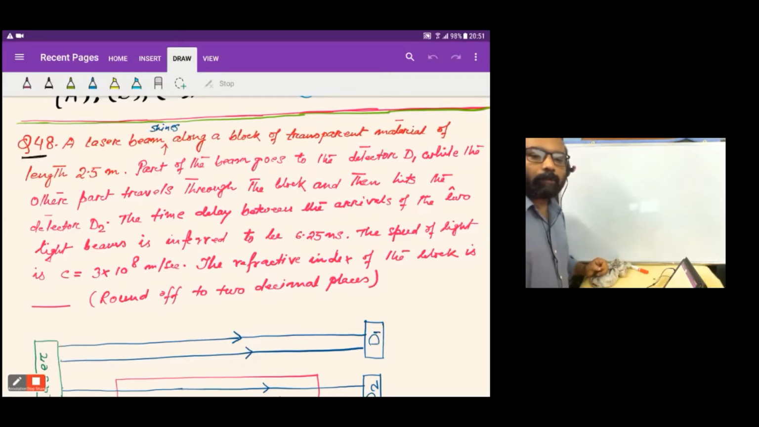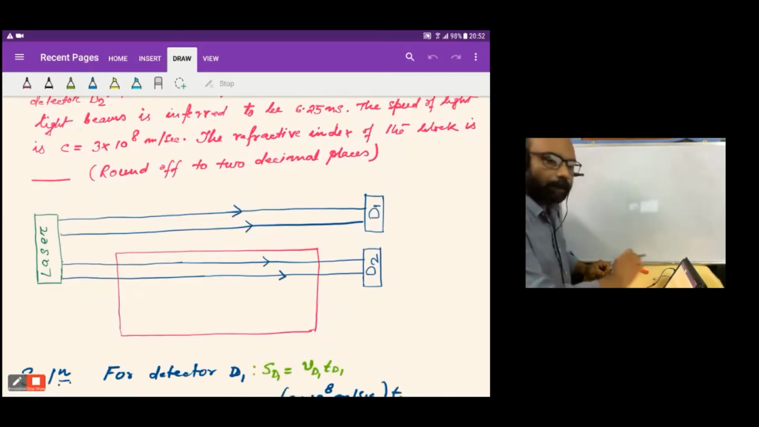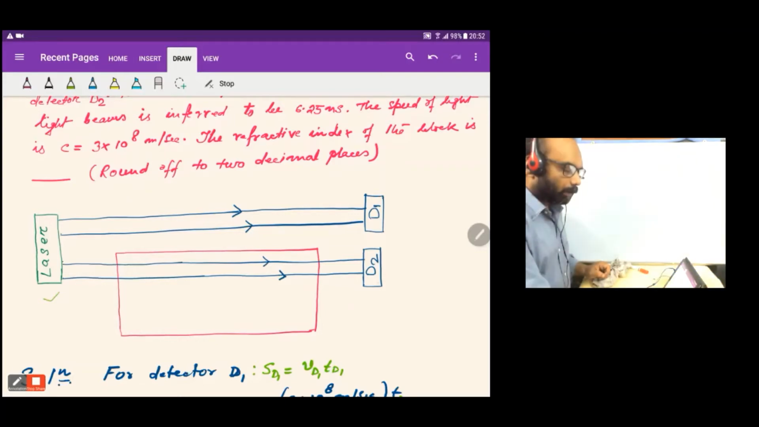The refractive index of the block is, we have to find out the refractive index of the block and round off to 2 decimal places. So the laser beam shines along a block of transparent material. So this is our laser. One part goes directly to D1, the detector, and another part goes to the detector D2 through a block of transparent material. We have to find out the refractive index of this block.